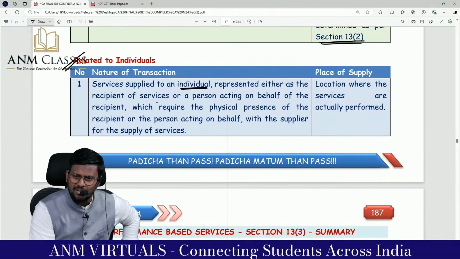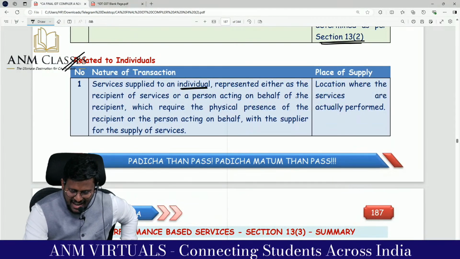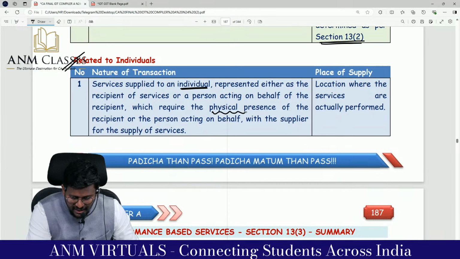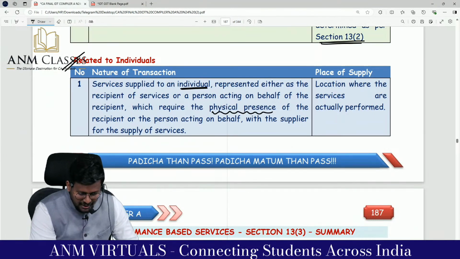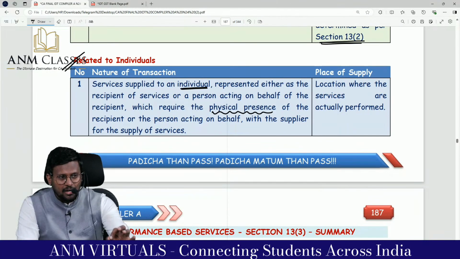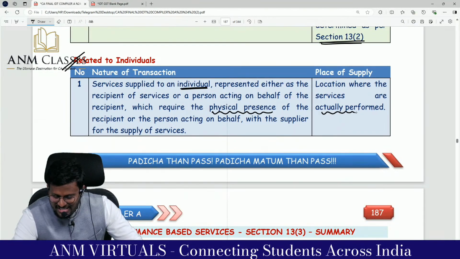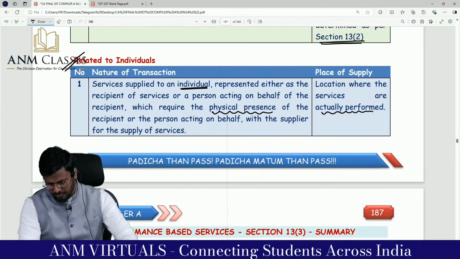Represented either as the recipient or a person acting on behalf of the recipient, which requires the presence of the recipient or the person acting on behalf with the supplier for the supply of services. Are you all really with me? Yes sir. Location where the services are actually performed.